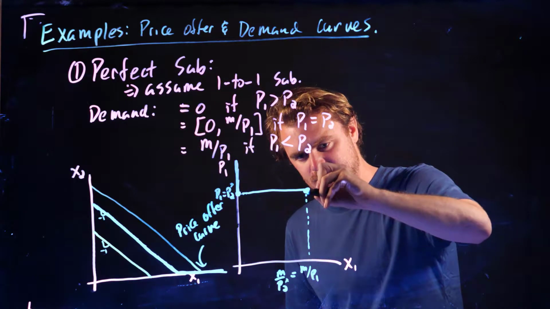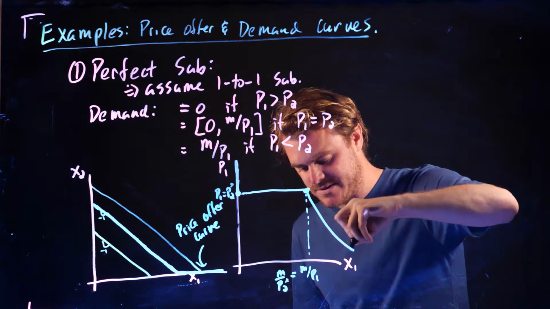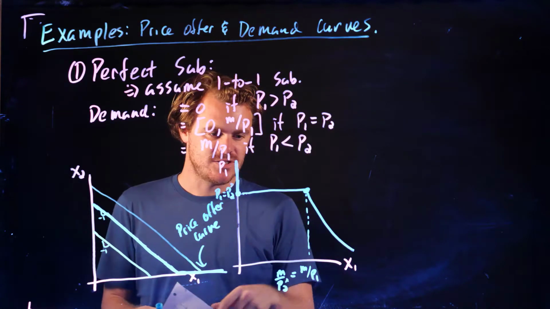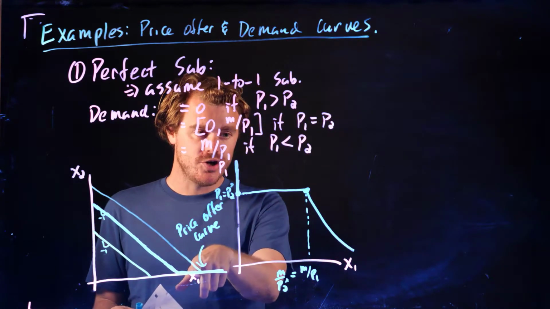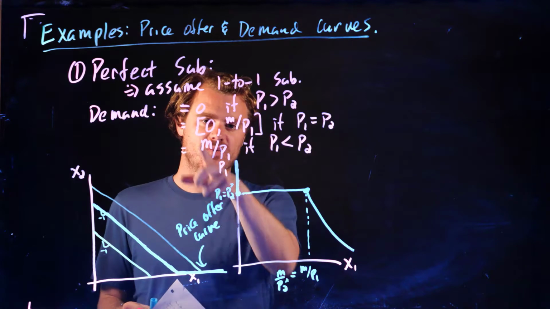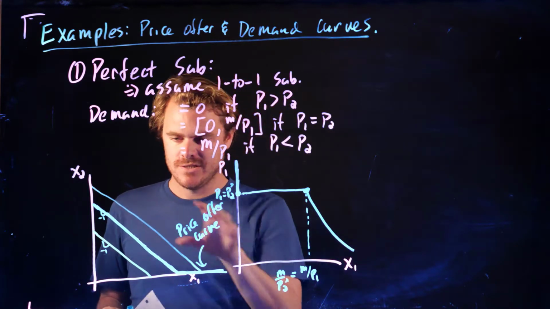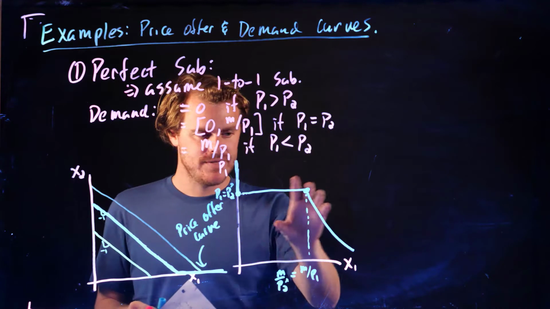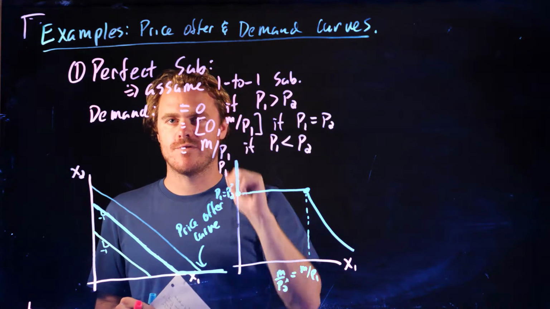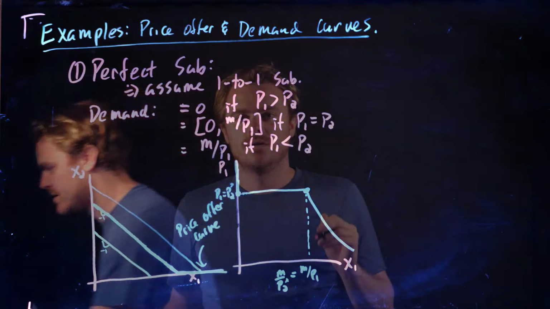And then what's going to happen for the demand, it's going to start to go down like this. Right, because we're consuming only good 1, but if we keep raising the price of good 1, we can afford less and less of it. So that's why it's coming down like this. So this is what the price offer curve and the demand curve look like for perfect substitutes.